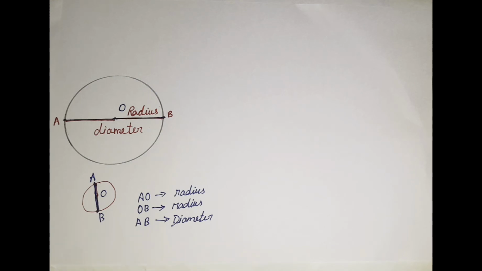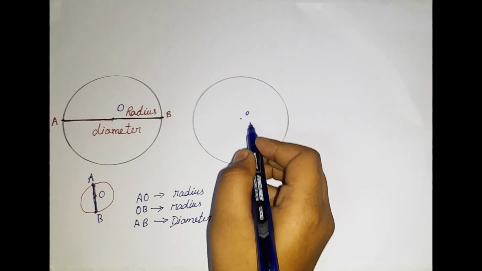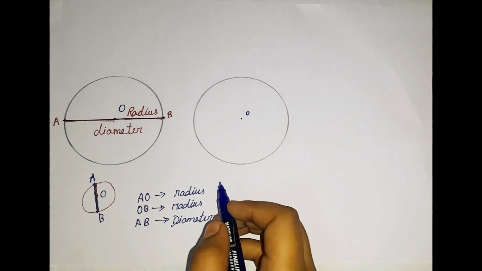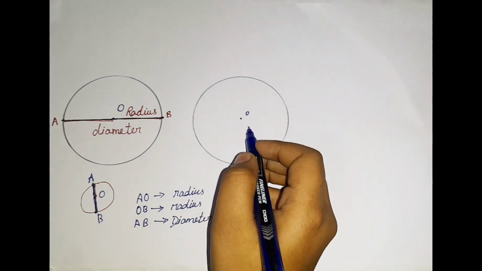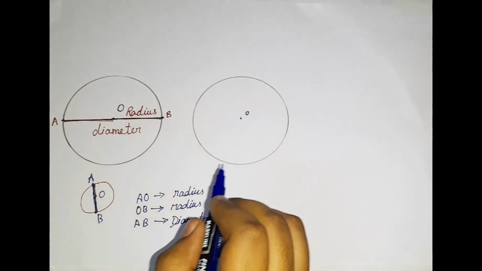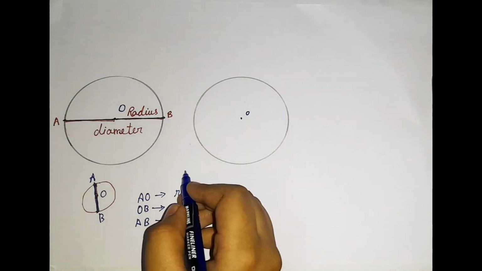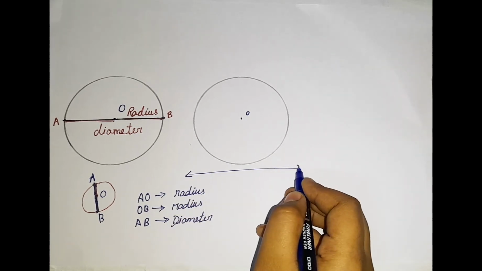Now let us take an example of another circle. So here is another circle. Of course it has a center point, that is O. I'm sorry guys, it is O, not zero. Never get confused between 0 and O. The center point is always O. For example, here what I'm going to do is draw a straight plain line.